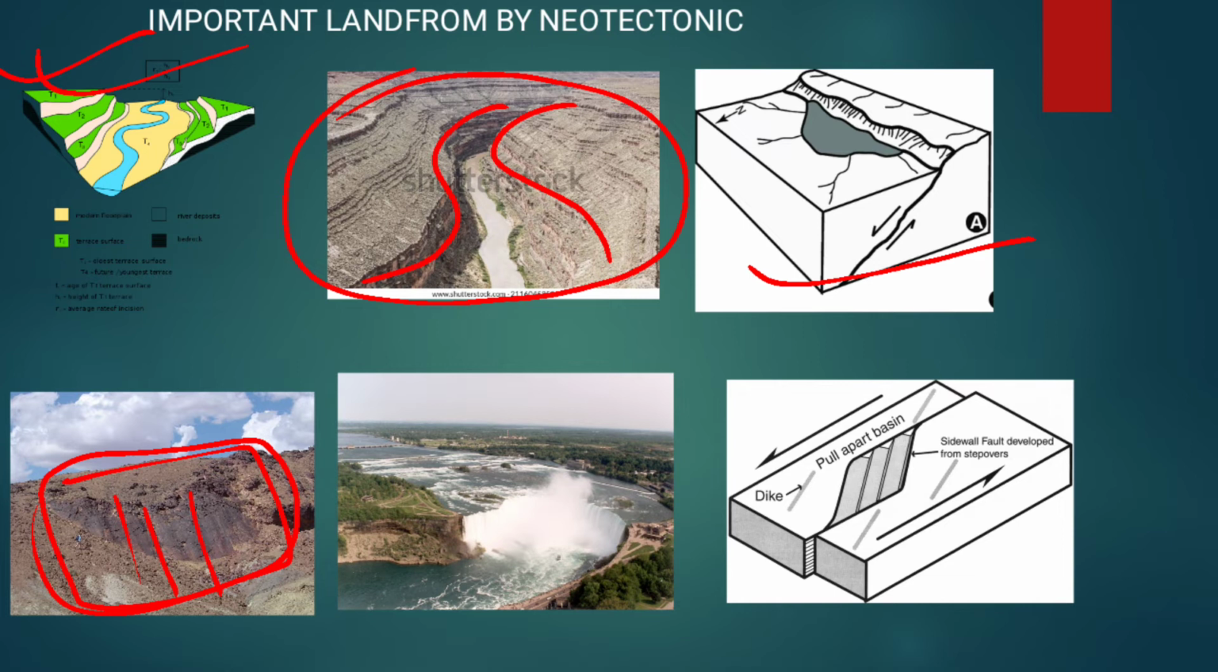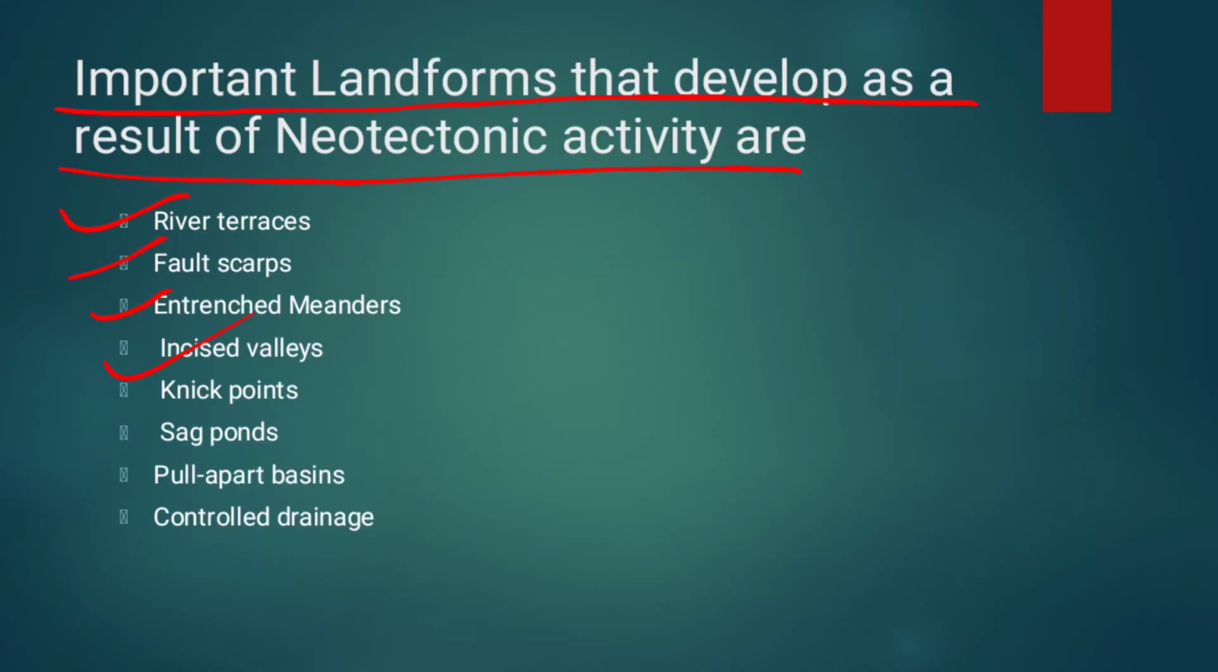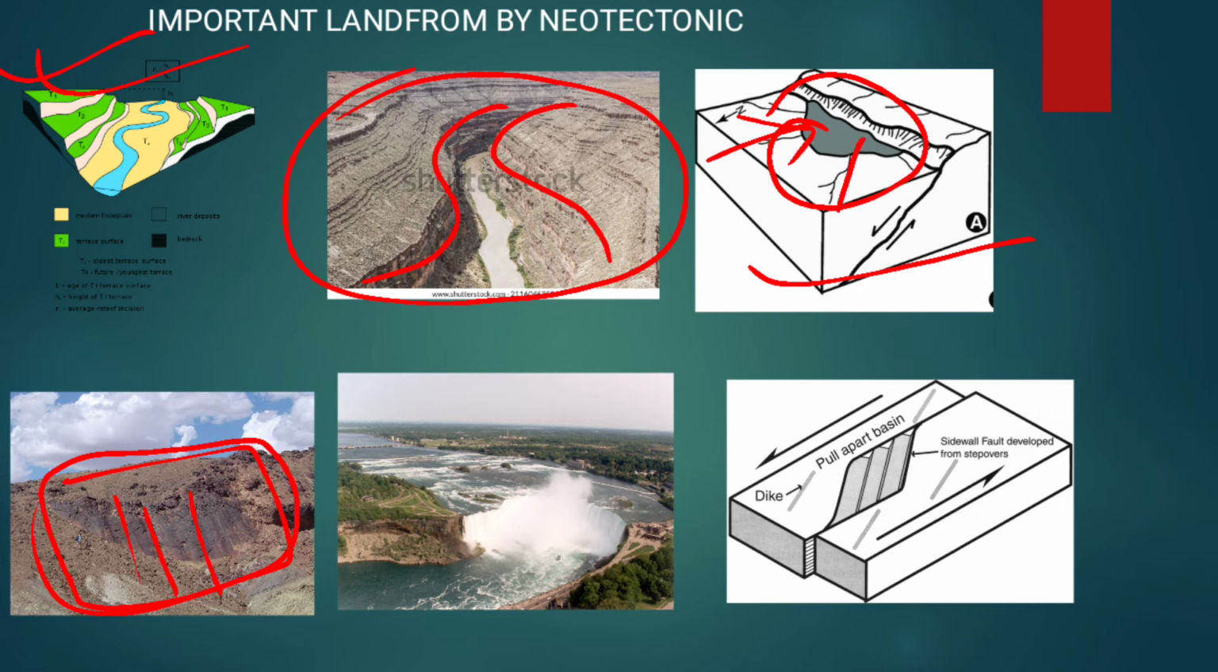Okay, this goes up, this goes down, so it is a depressed area. All the tributaries ultimately join here. This is the incised valley, where all the tributaries joined, again because of the faulting. Then we have the nick points. These are nick points.